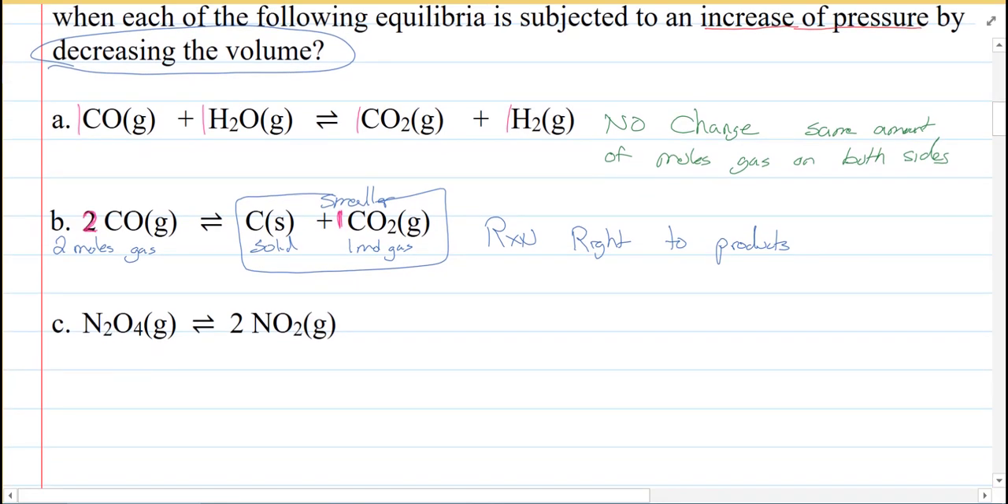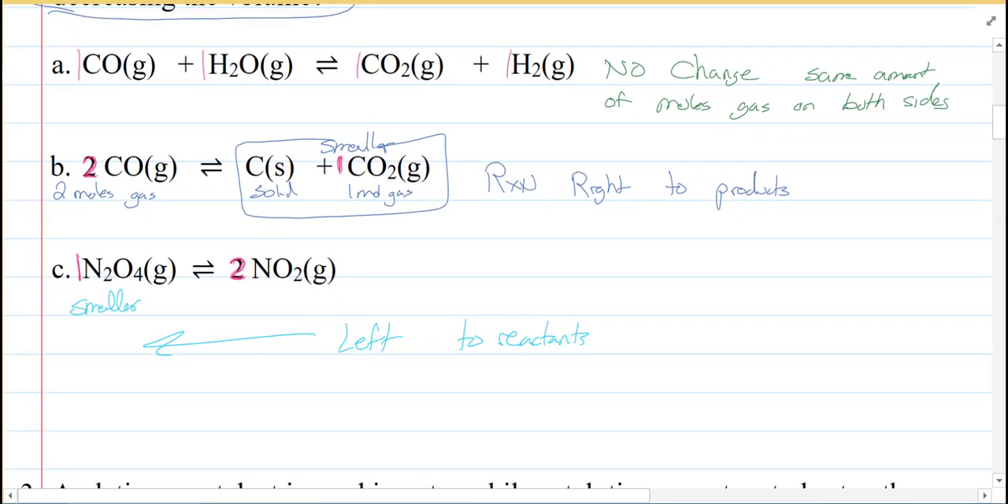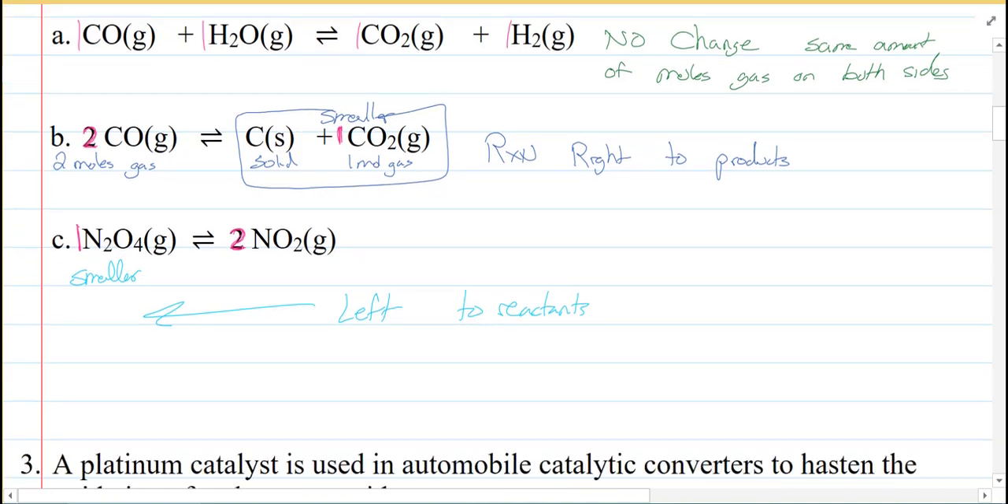C, what's happening with C? Well, for C, I have 1 mole and I have 2 moles. So which side is smaller? N2O4, so the reaction is going to go left to reactants. That's what we do with gases. It's whatever takes up the least or most amount of space, depending on what we have.